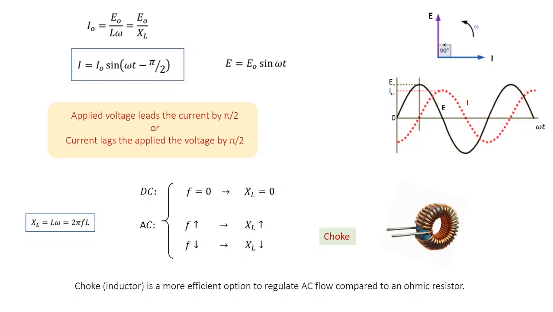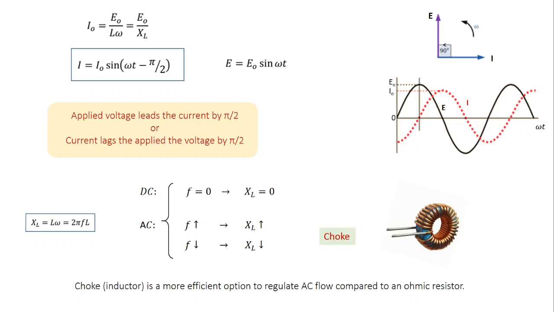Now, this kind of behavior where a choke coil is able to selectively apply resistance to an AC flow has certain applications in electrical circuits. Because if you look at an AC signal, there are two ways you can control the AC flow. One, the conventional method of applying an ohmic resistor. Two, as we have seen here, using a choke coil. Right.